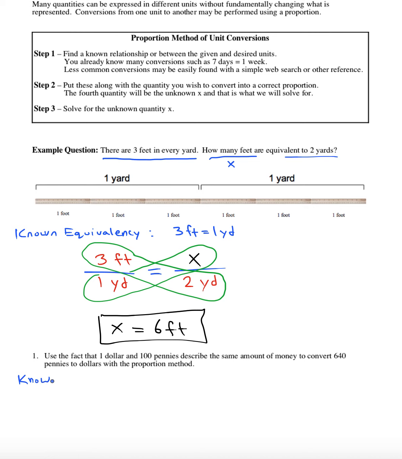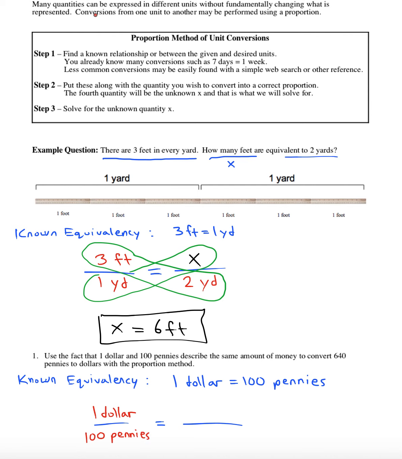All right, so the known equivalency is that $1 equals 100 pennies. Let's set up a proportion and we'll put those together. Okay, the 640 pennies needs to go on bottom across from the other penny quantity. And we'll put our unknown variable on top. After cross multiplying, we'll see that x is $6.40.